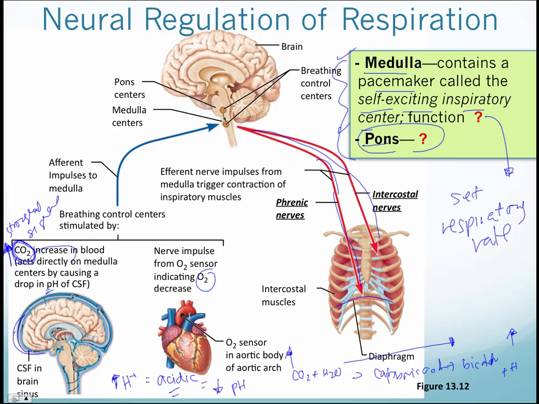So all this acidity is going to have an impact on that cerebrospinal fluid, which can then be sensed by the medulla. The medulla is going to increase your respiratory rate, so increasing the contraction of this diaphragm and external intercostal muscles. Another sensor that we have is for oxygen. Anytime you have a decrease in oxygen, that's going to get picked up by the aortic body of the aortic arch, and that in turn is going to cause us to inhale much faster.